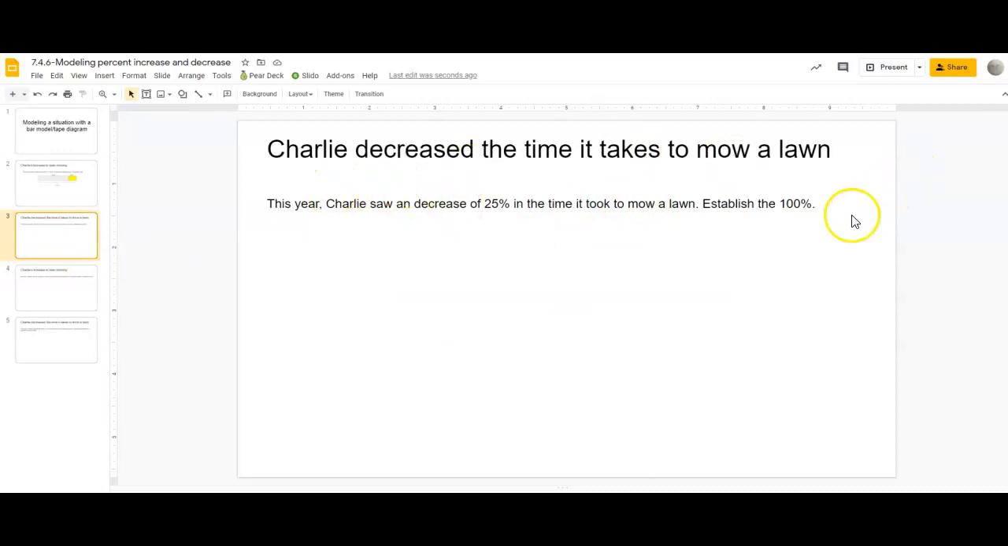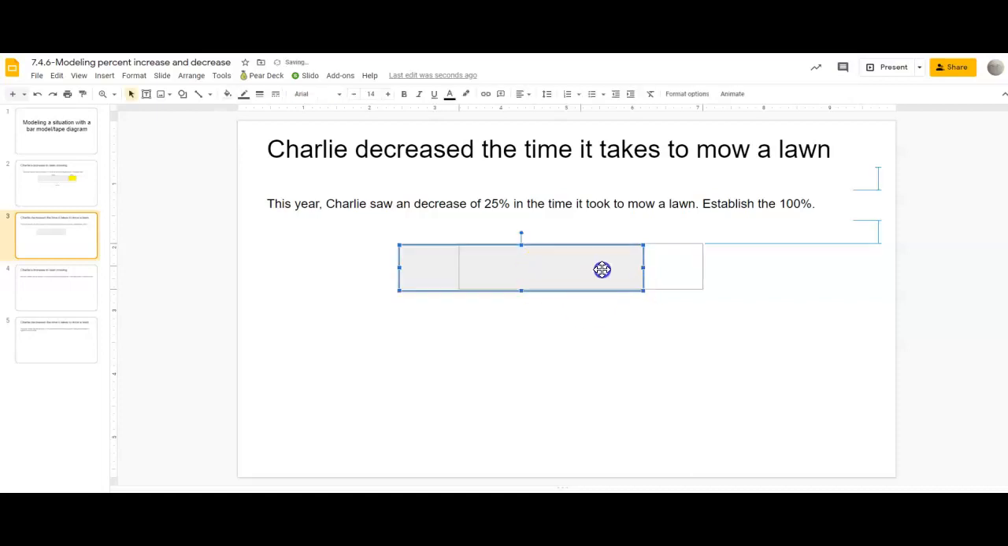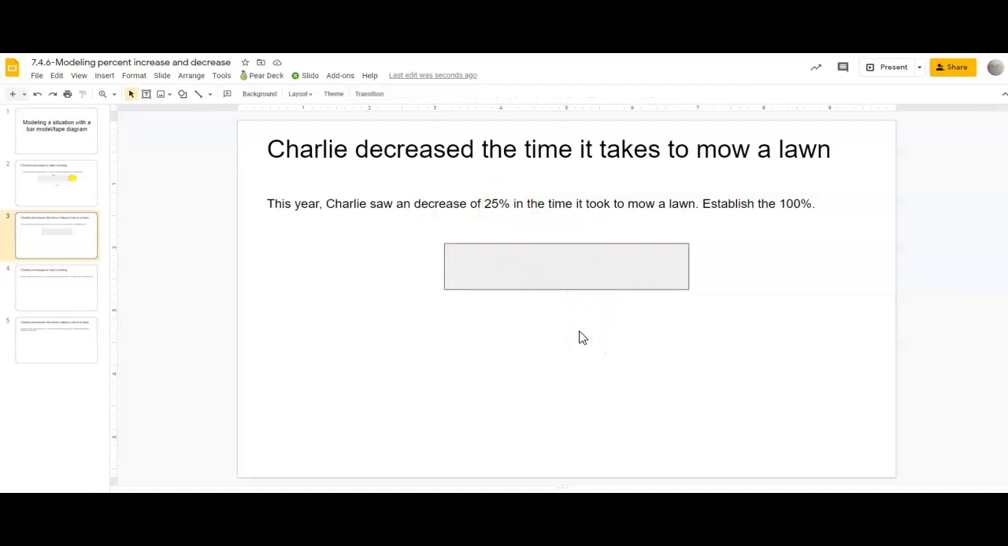Charlie decreased the time it takes to mow a lawn. So he saw a decrease of 25% in the time that it took him. So he's mowing faster, right? We're going to do the same thing. We're going to first establish our 100%. So we're going to start with our shape, and we're going to make a bar model out of this. That's going to be the 100% right there. Then I'm still going to find 25% of this because we're still talking about the time, the lawn mowing. It's still part of the 100%, which is really important.